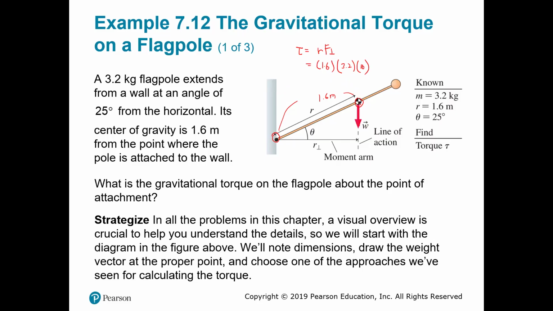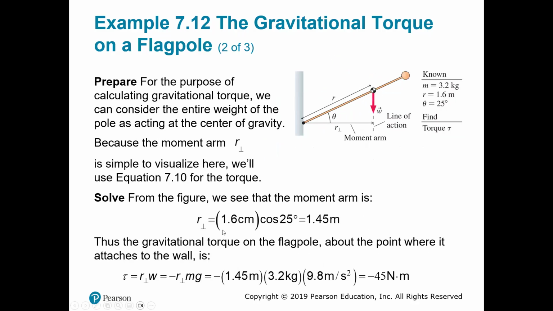So you have to decompose your weight into two components, right? A perpendicular component and this horizontal component. But basically, this horizontal component does nothing, so you have to find this perpendicular component. Now you see this is theta, so this is 90 minus theta, so this is theta again, right? So then this length is the hypotenuse W times the adjacent, so it's cosine 25.